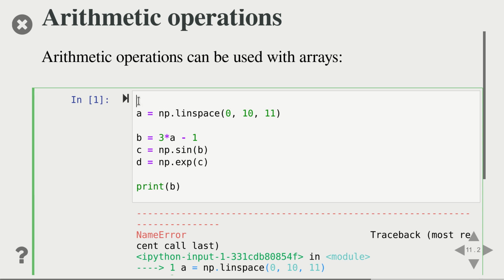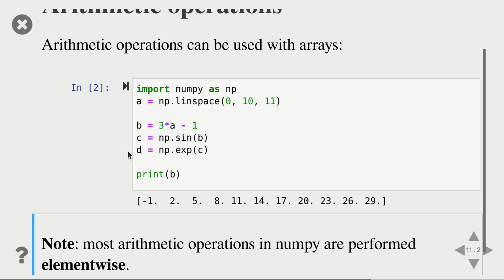From import NumPy as np. You can see that if I print b, the output is also a vector with 11 entries. But now we applied this 3 times a minus 1 on each element of a. This is called element-wise operation, but it's also called vectorization. So these operations are applied to the entire vector, on each element in the vector.